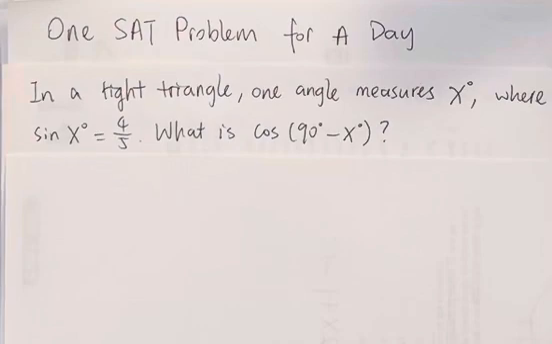Today we're going to be looking at a trigonometry question. It says, in a right triangle, one angle measures x degrees, where sine of x is equal to 4 over 5. What is the cosine of 90 degrees minus x degrees?